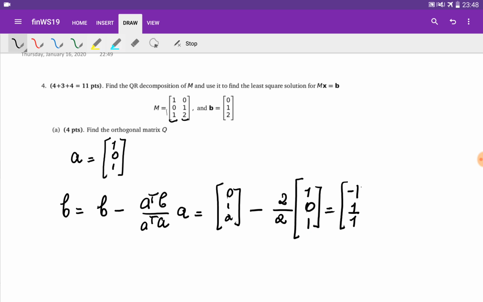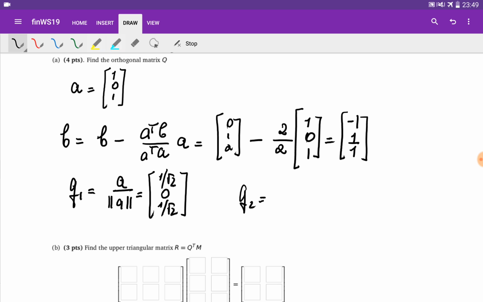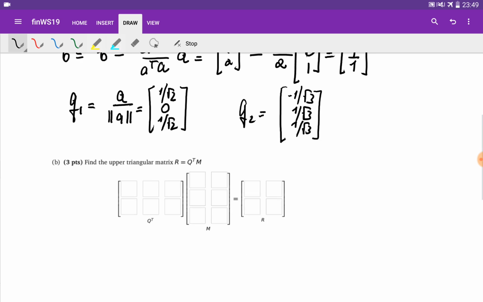So Q1 is going to be a divided by its norm. So this is going to be 1 over square root of 2, 0, 1 over square root of 2. And Q2 is going to be b divided by its norm. It's going to be minus 1 over square root of 3, 1 over square root of 3, 1 over square root of 3.